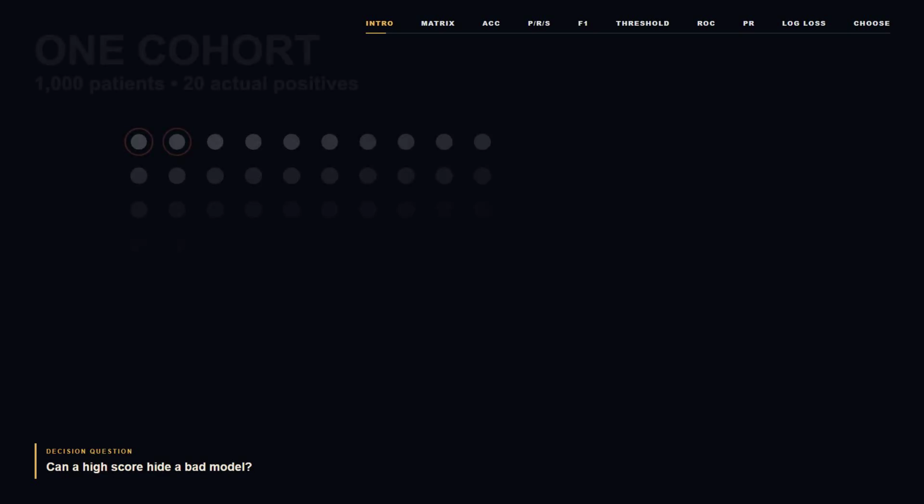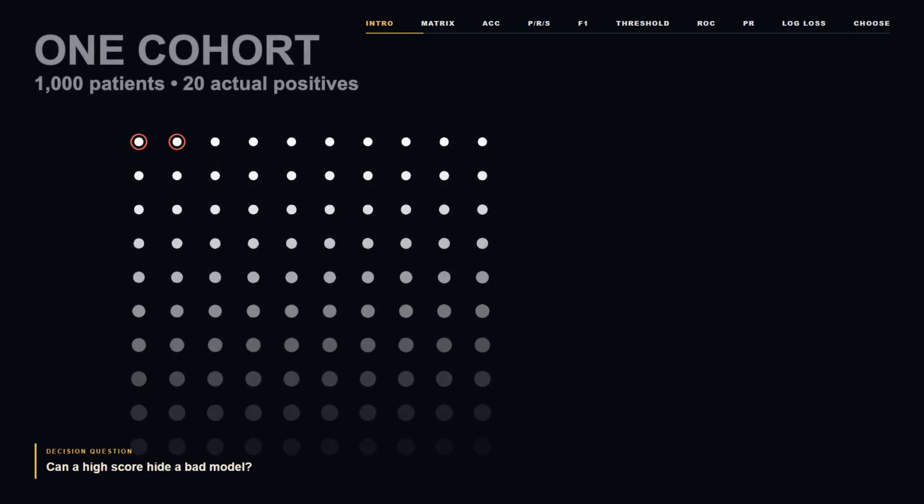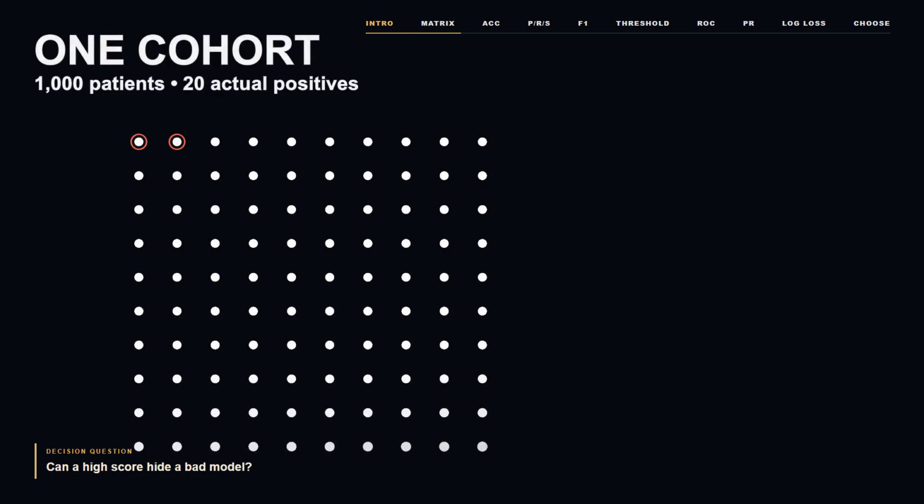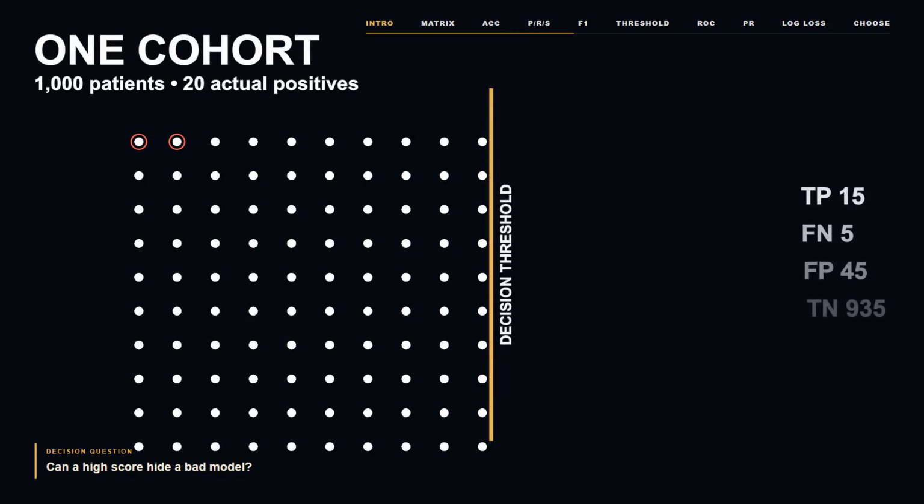A screening model examines 1,000 patients. 20 truly have the condition. At this threshold, the model catches 15 of them, misses 5, and raises 45 false alarms. Its accuracy is 95%. That sounds excellent.